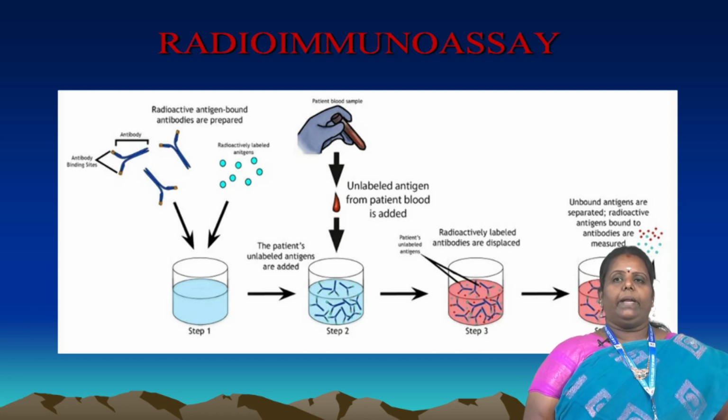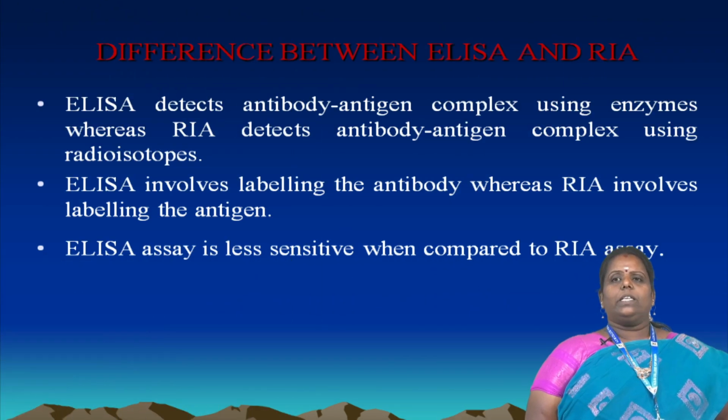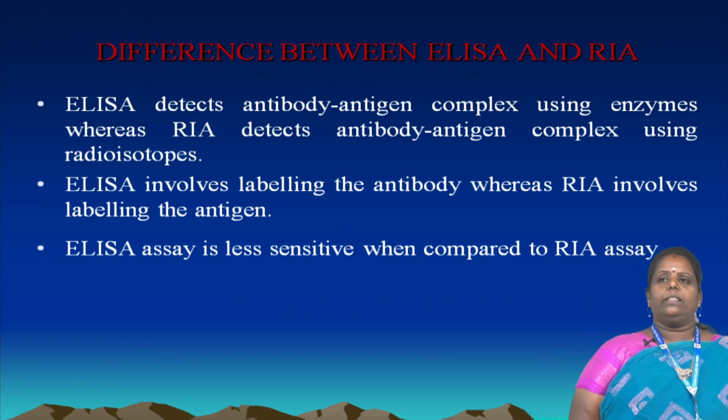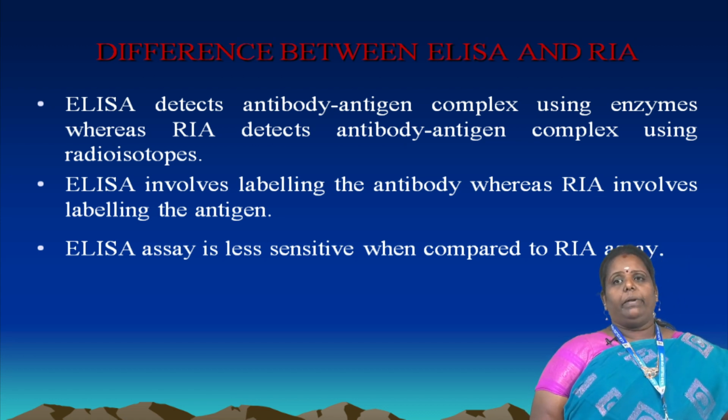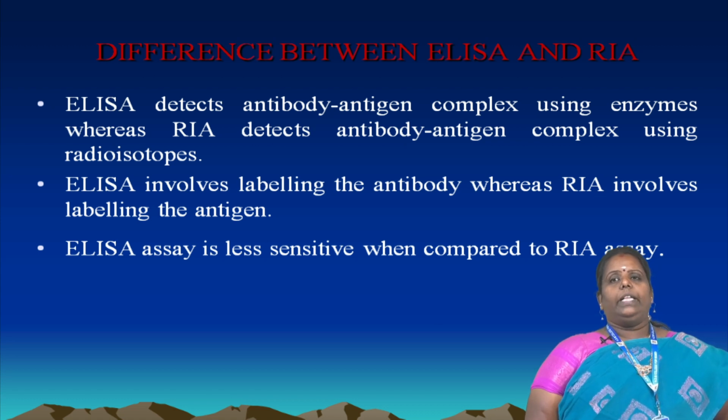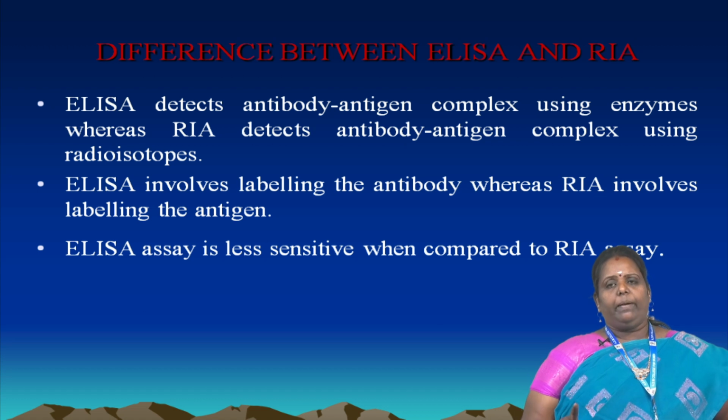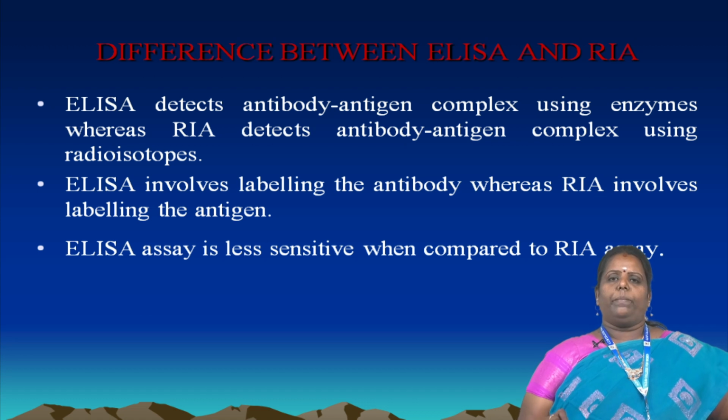The picture also explains the ELISA method. The ELISA detects the antibody-antigen complexes using enzymes, whereas the RIA detects the antibody-antigen complex by using radioisotopes. The ELISA involves labeling the antibodies, whereas the RIA involves labeling the antigen. This is the difference between the RIA and the ELISA. Enzymes are very important in the ELISA. RIA concentrates only on the radioisotope, not the enzyme.